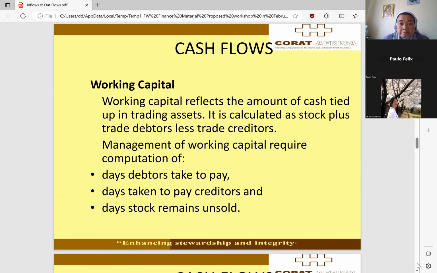The working capital reflects the amount of cash tied up in trading assets. It is calculated as stock plus trade debtors less trade creditors. Management of working capital requires computation of the days debtors take to pay, days taken to pay creditors, and days stock remains unsold.